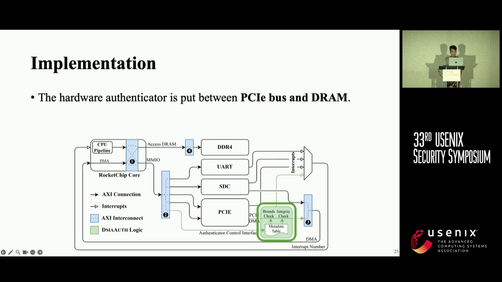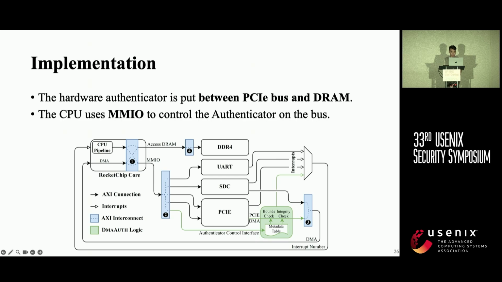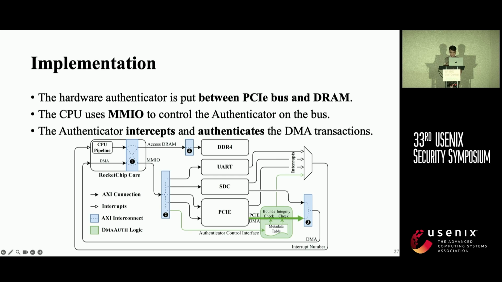Based on the framework, we implemented DMAAUTH on FPGA. As shown in this diagram, the authenticator hardware is placed between the PCIe bus and the DRAM controller. It is controlled by the CPU via MMIO, which transfers the metadata to the hardware authenticator for every DMA mapping. The authenticator intercepts all data transfers from the PCIe bus and performs authentication before the transfer reaches the DRAM.